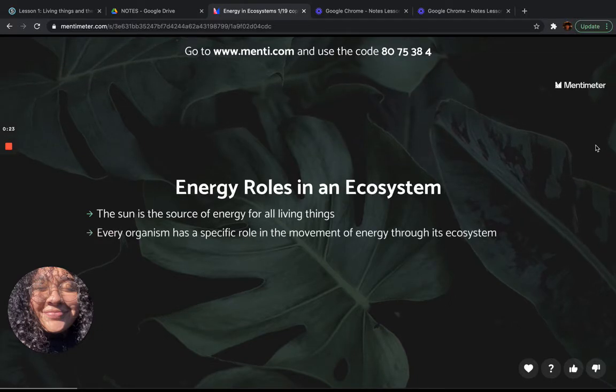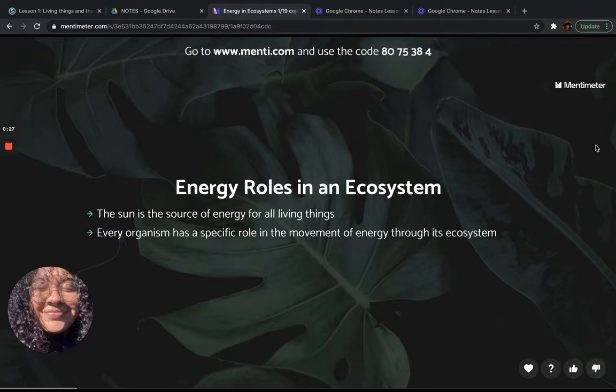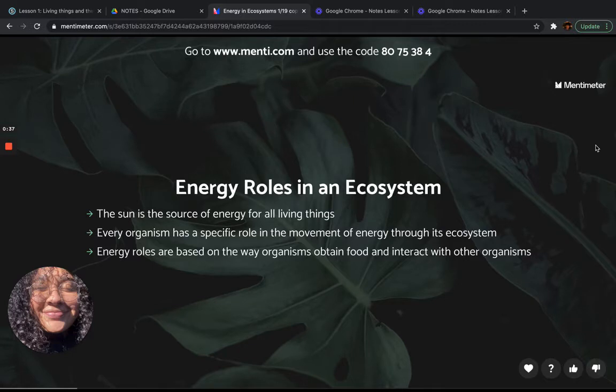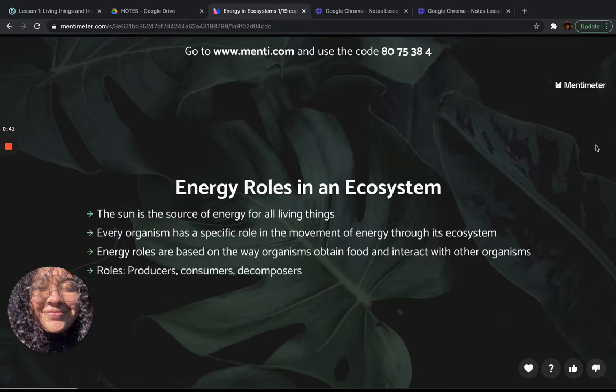Every organism has a specific role in the movement of energy through its ecosystem, and we'll talk about that in detail. These energy roles are based on the way organisms obtain their food and interact with other organisms. So the roles are producers, consumers, and decomposers.